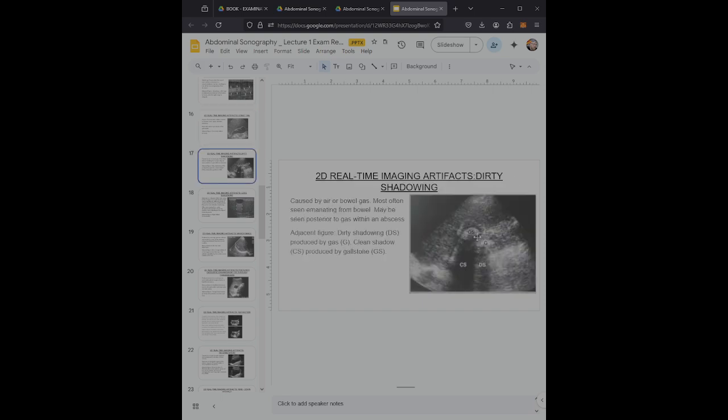Dirty shadowing, there's your dirty shadowing, this is clean shadowing. This can be caused by air or bowel gas. It's most often seen emanating from bowels, and it may be seen posterior to gas within an abscess. So in this adjacent figure, we have dirty shadowing produced by gas, and we have a clean shadow that is produced by gallstone. So we're looking at the area around the upper right quadrant.